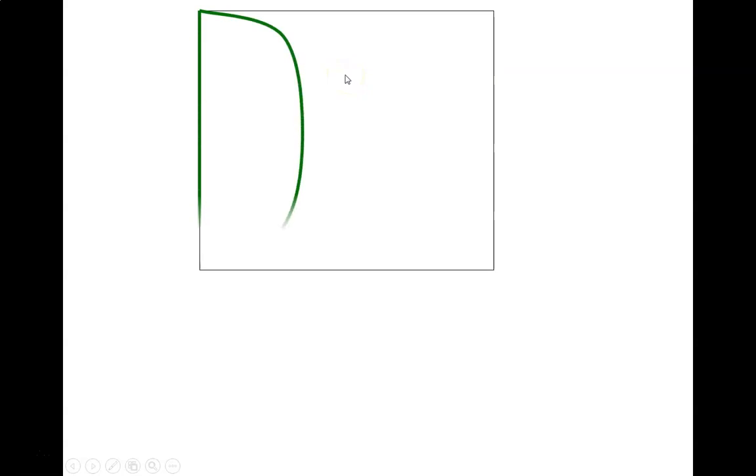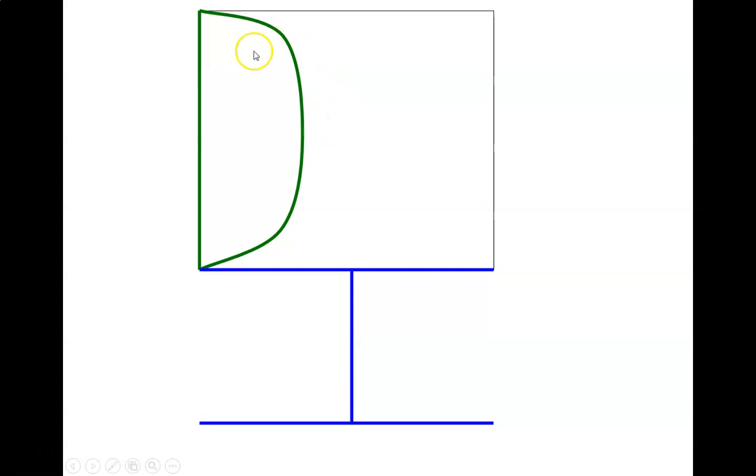To help you remember which goes where, you can think of the graph as a box, and the I, the independent variable, goes here, and the D, the dependent variable, goes here on the y-axis.